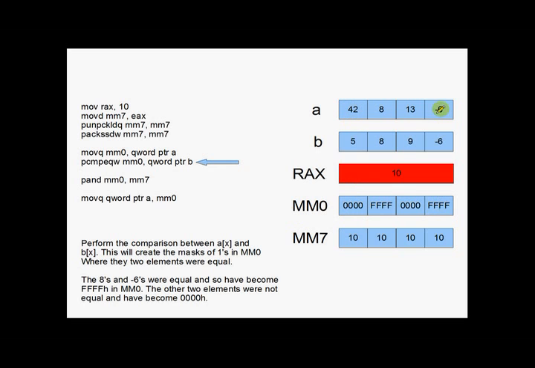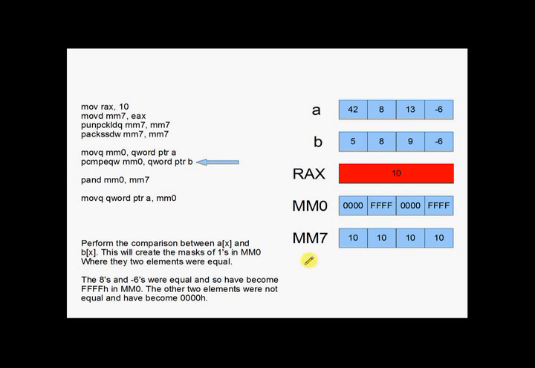So what we can see has happened is that -6 equals -6. Why, yes it does. So it gets FFFF. Does 13 equal 9? No, so it gets 4 zeros. Does 8 equal 8? Yes, so it gets 4 Fs. And finally, does 42 equal 5? Well, no it doesn't, so it gets 4 zeros. Fair enough. We've actually got masks here.